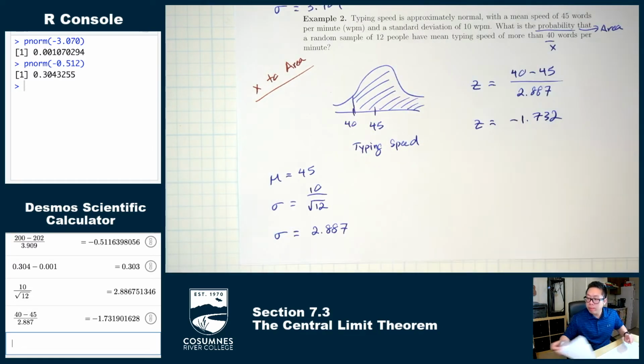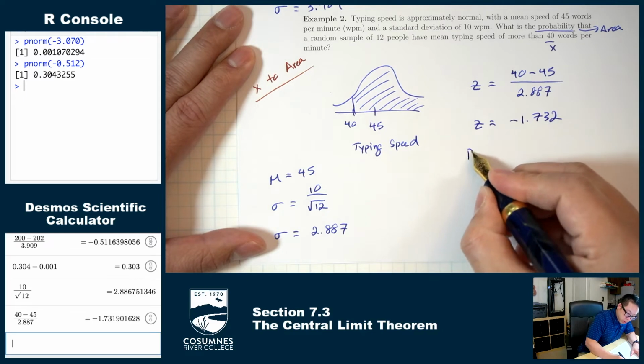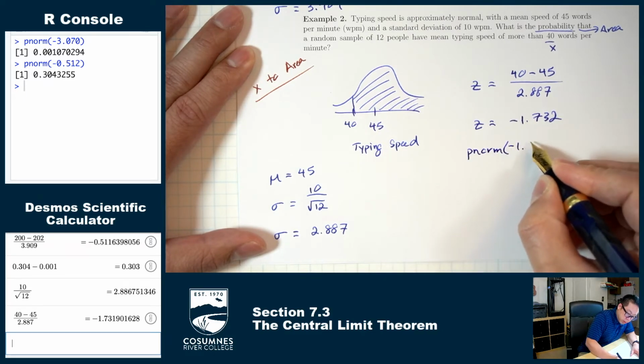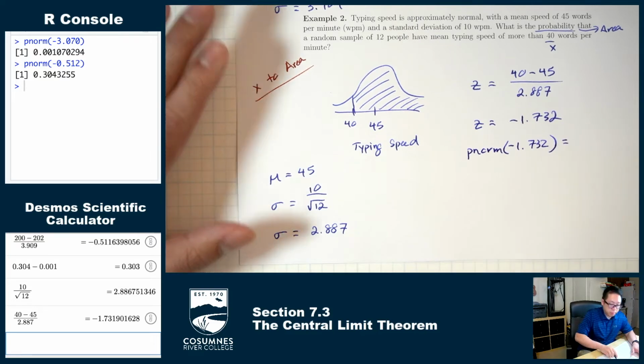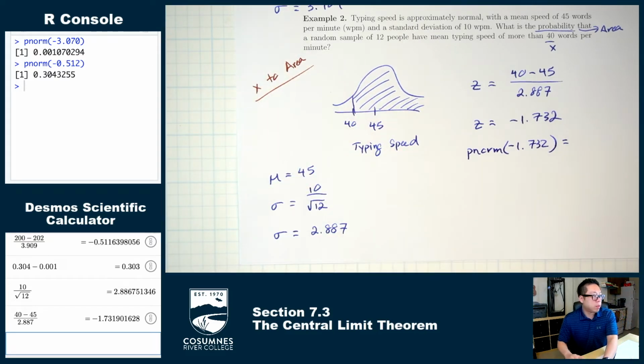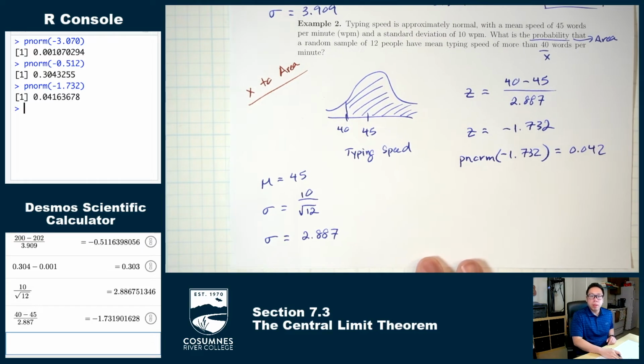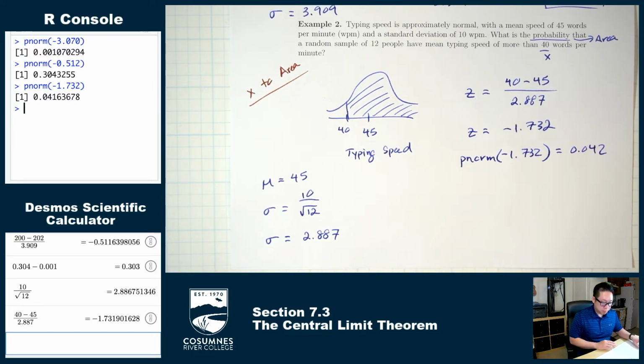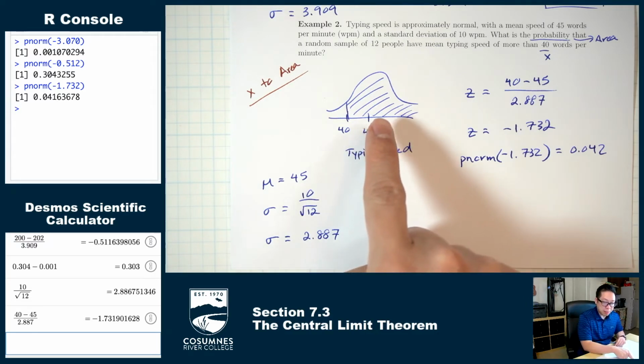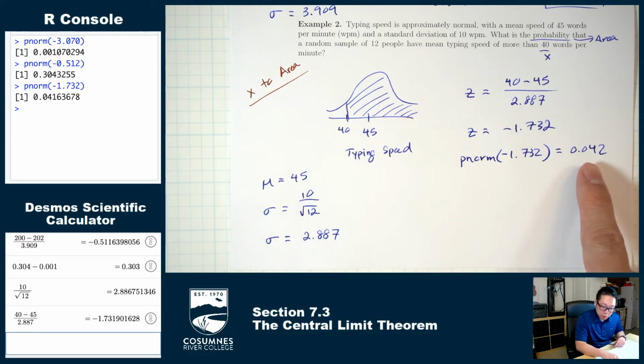Next up is p-norm. So we're going to p-norm negative 1.732. Okay, 0.042. Is that my answer? Based on my picture, that's a kind of big area, right? And this is only 0.042, which is 4.2%. That can't be right, right? I'm expecting a big percentage here.